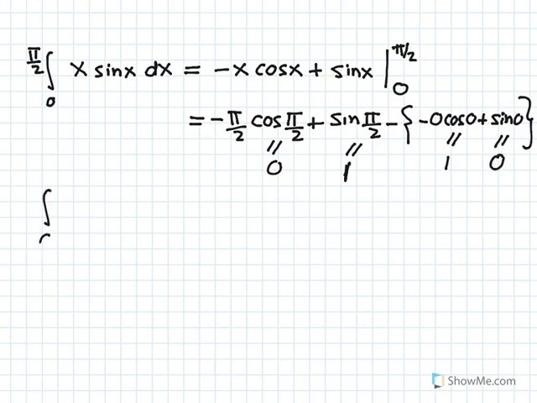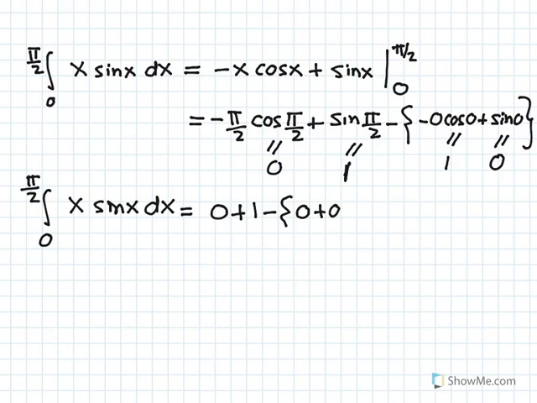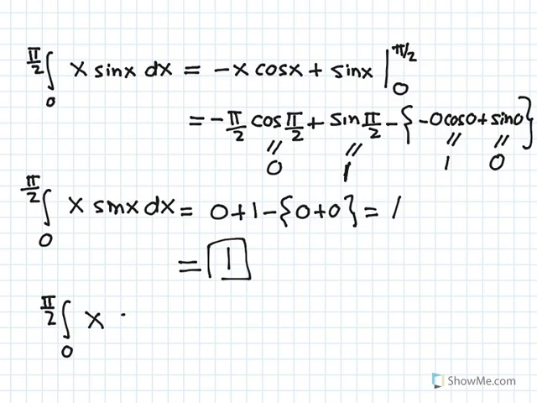So the integral from 0 to pi over 2 of x sine x dx is equal to minus pi over 2 times 0, which gives us 0, plus 1, minus 0 times 1, which is 0, plus 0. So the answer is 1. That means the value of the integral is 1. All right, so we can write the integral from 0 to pi over 2 of x sine x dx.